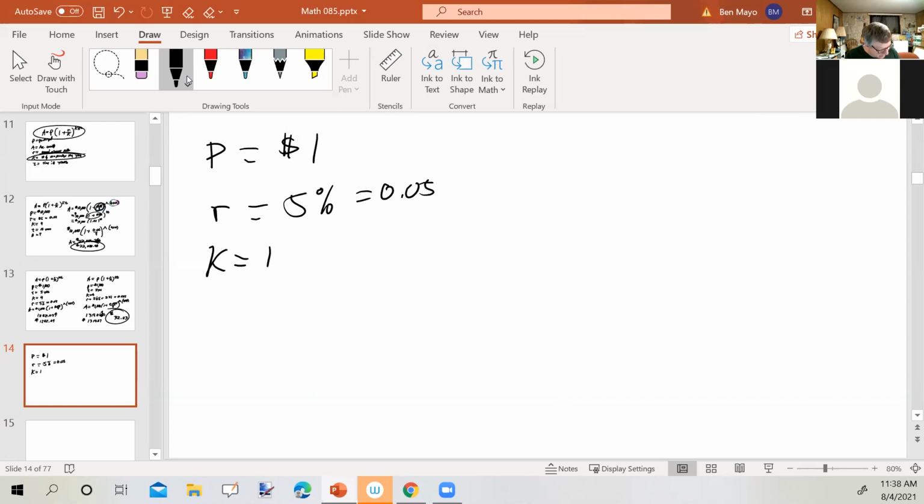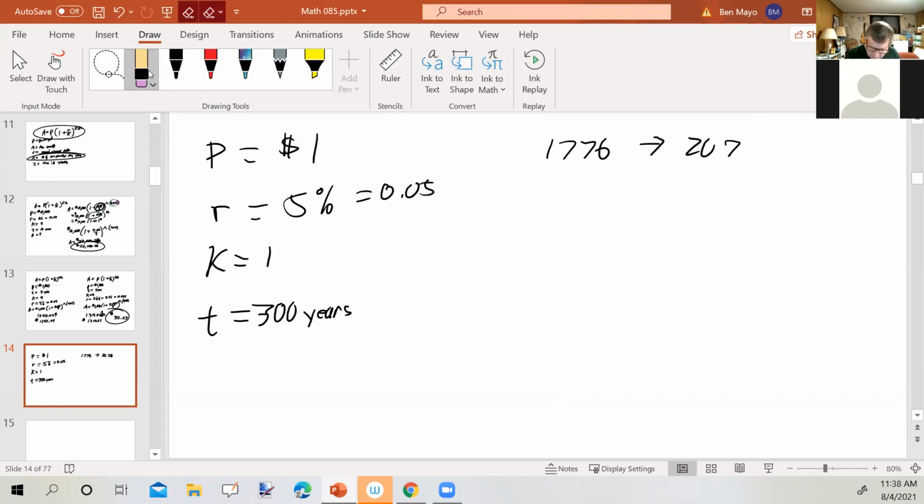So we went from 1776 to 2076. The time would be 300 years, right? 1776 to 2076, okay? So 300 years, all right? So what would it be worth? $1 invested at 5% compounded annually for 300 years.